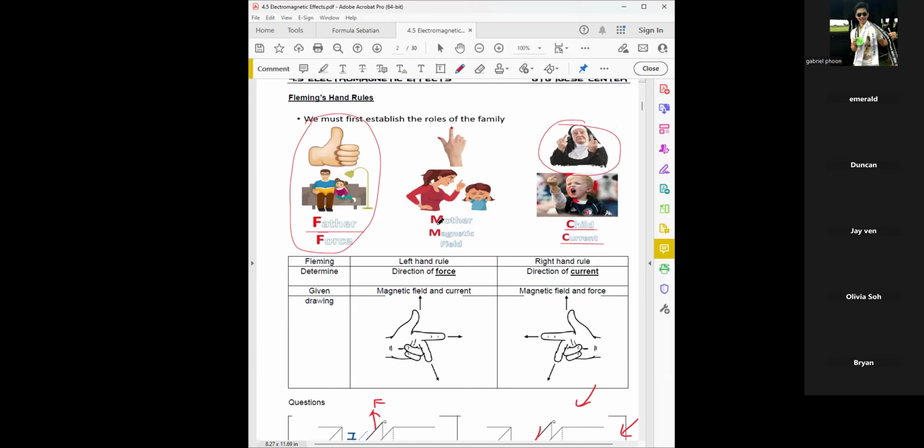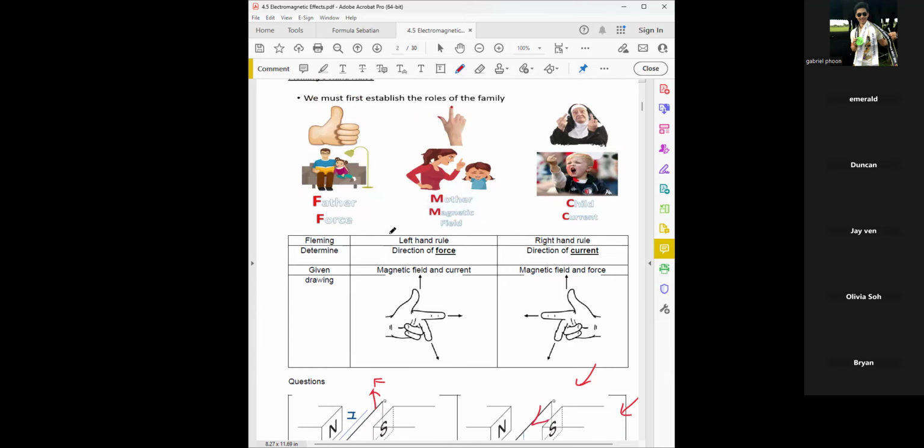You always remember: father, mother, child; force, magnetic field, current. Very easy to remember. Okay. So in which scenario do we use Fleming's left-hand rule and in which scenario do we use Fleming's right-hand rule? First and foremost, I want you to remember that the right hand is for you to find current.